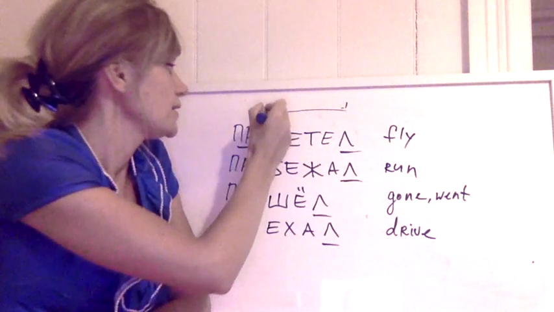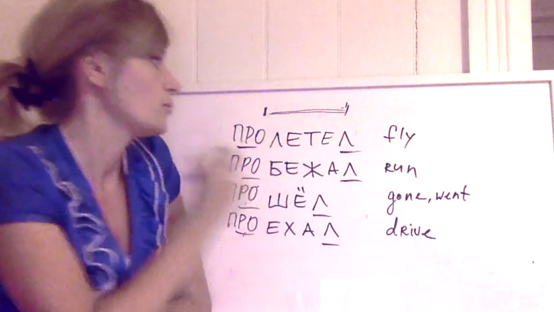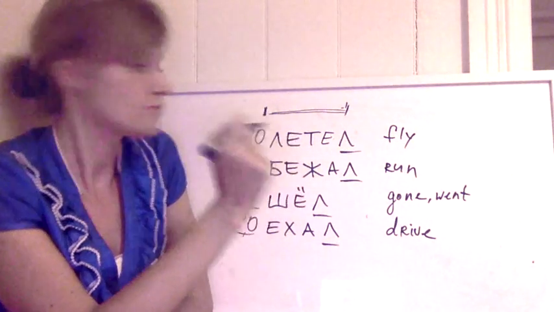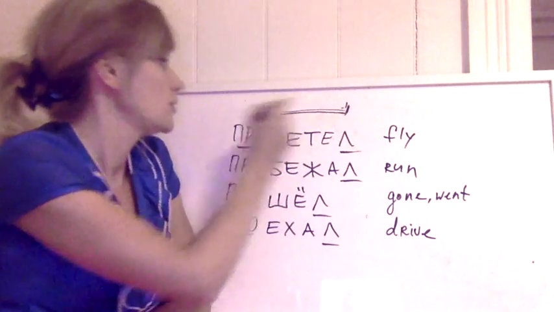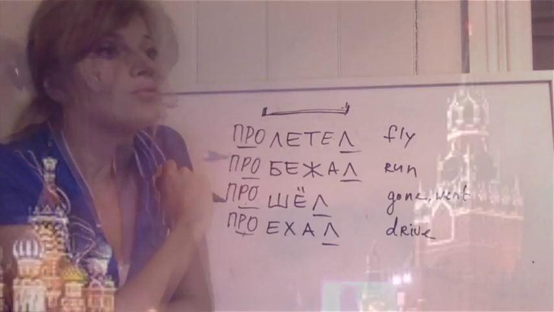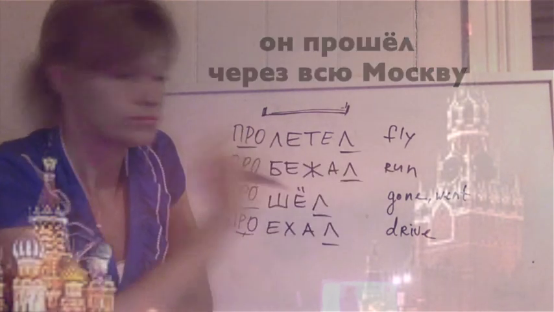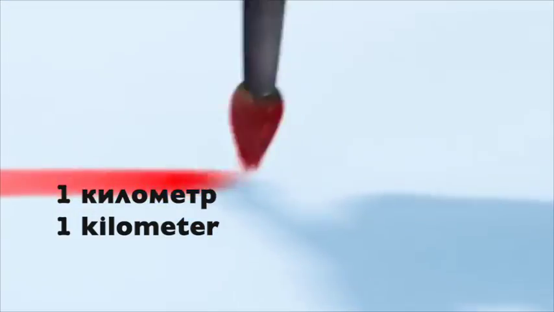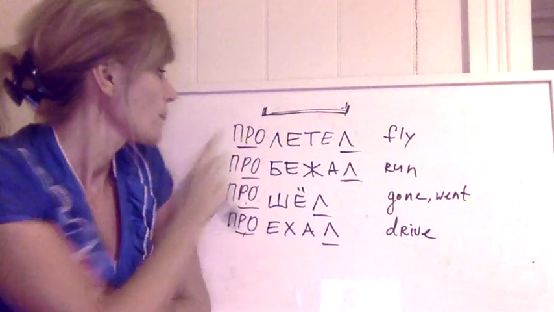Пробежал. He ran through the distance. For example, он пробежал 100 метров. He ran 100 meters. Он прошел again. Прошел, he went through. Он прошел через всю Москву. He walked the whole of Moscow. Он проехал 1 километр. Проехал 1 километр.